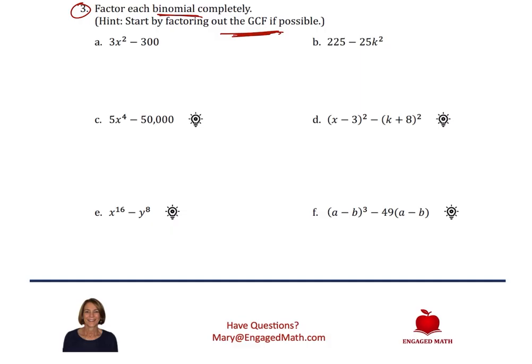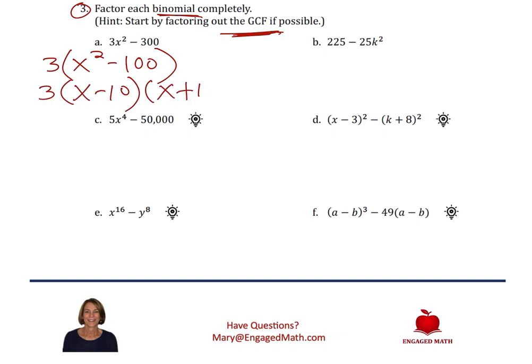So let's get going. The first step here is to take the 3 to the outside. That is our greatest common factor. Now we can factor again by doing the difference of two squares, x minus 10 and x plus 10. But don't forget, you need this 3 as part of your final answer. Guarantee if you multiplied all this out, you'd be right back at 3x squared minus 300.